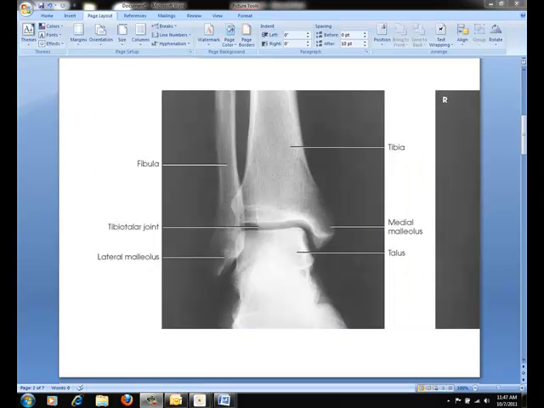The resulting image shows a true AP projection of the ankle joint, the distal ends of the tibia and fibula, and the proximal portion of the talus. Also, when evaluating this image, notice how the talus slightly overlaps the distal fibula. Also take note of the tibio-talar joint space.